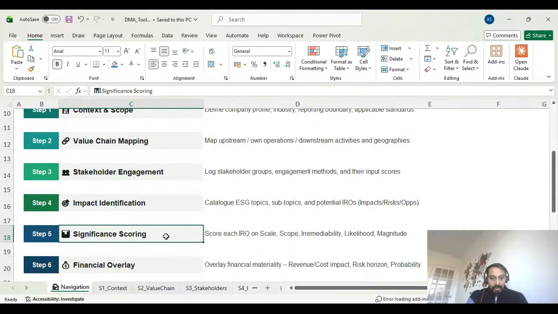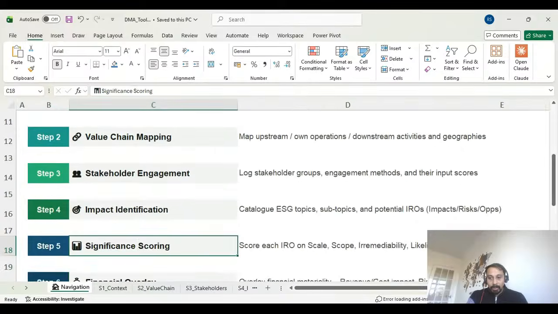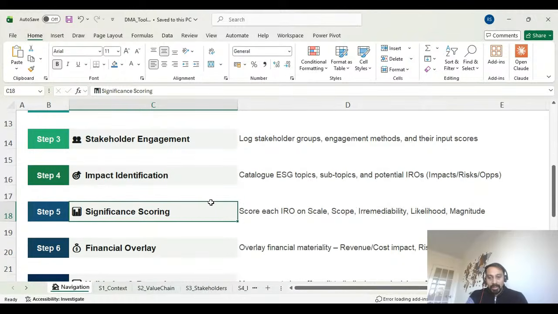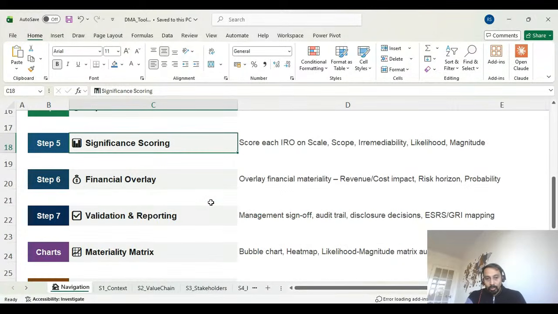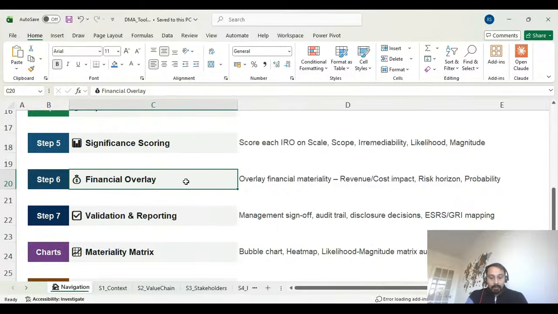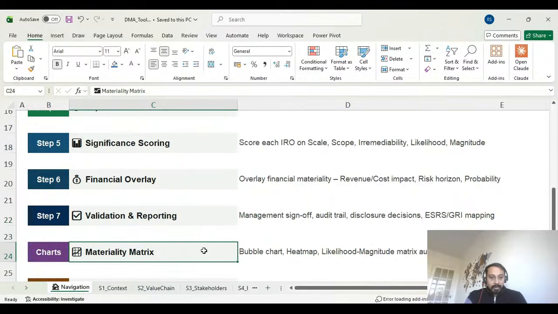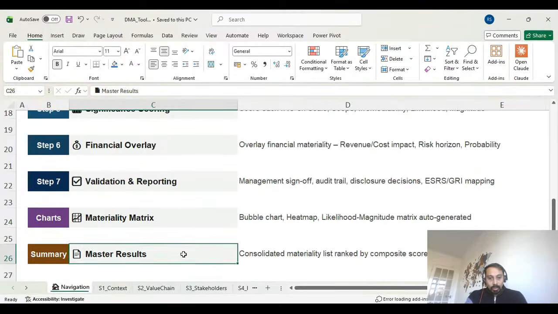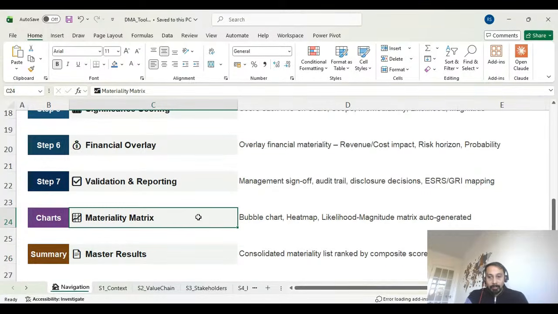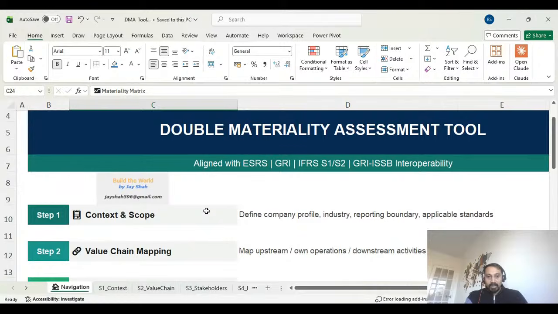Then step five is significance scoring, how it helps you understand the significance scoring of IROs, scale, scope, and so on, and we will see those things. Step six is the financial overlay. Step seven is validations and reporting based on ESRS, GRI, or ISSB. And finally, the charts and summary, where you will see how it can be auto generated, the consolidated material risks ranked by the composite score of impact and financial materiality.